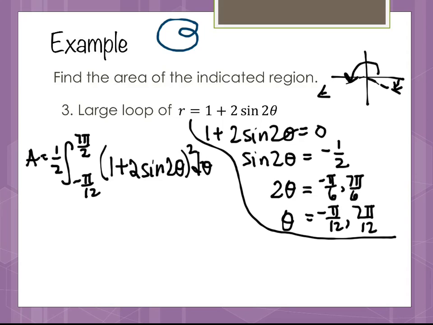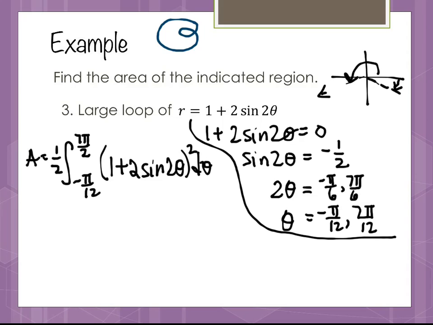We had this 1 plus 2 sine of 2 theta, squared, d theta when we left off last time. And when we got to this point on the last example, what did we have to do then? Tell me a few things that we're going to do. Eventually we will use the trig properties, but we need to do something before we can. Yeah, we need to FOIL. So we're going to FOIL this out.